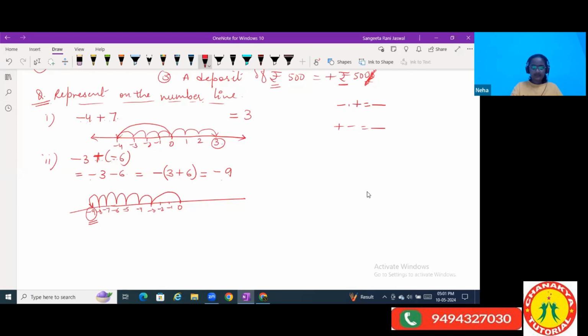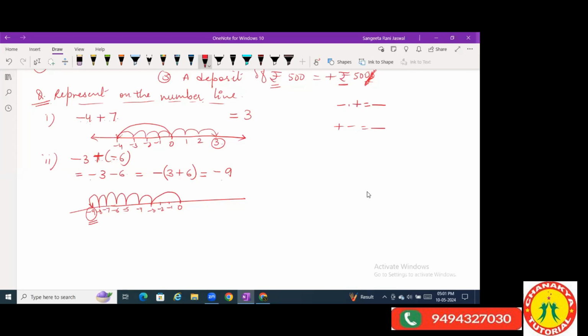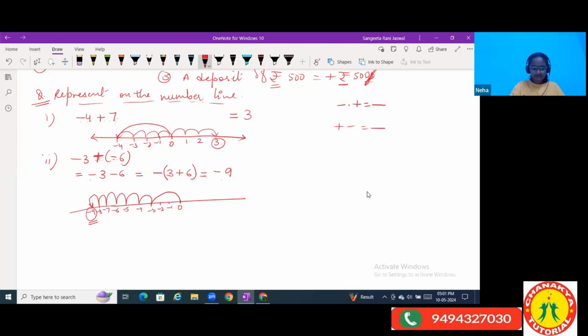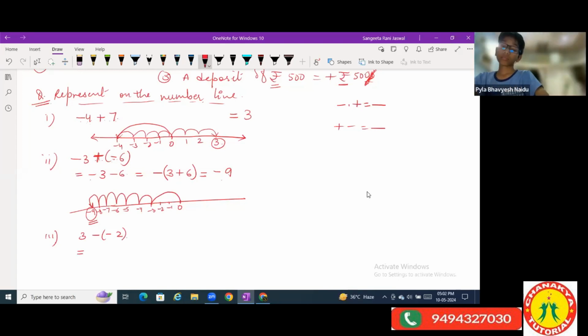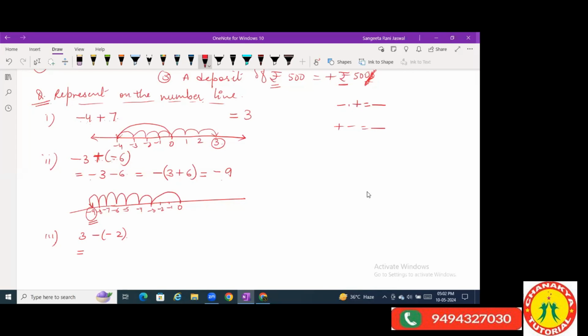Understood this? Neha, now it's clear? Yes, ma'am. Akshita? Clear? Bhavish? Okay, now let's see. We'll do these sums without the number line now. Okay, now Bhavish, you will tell me what we will do here.